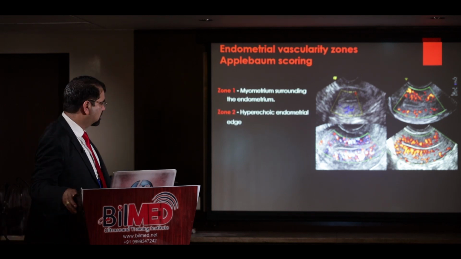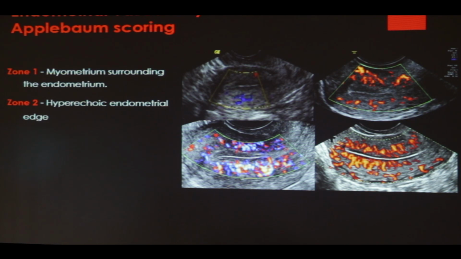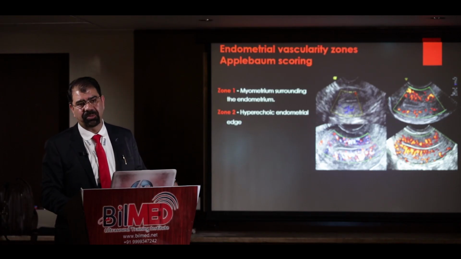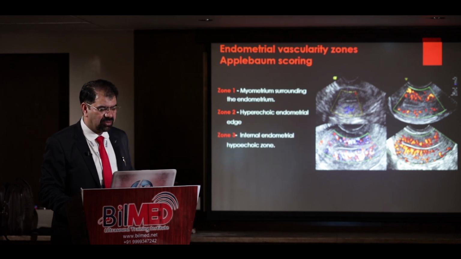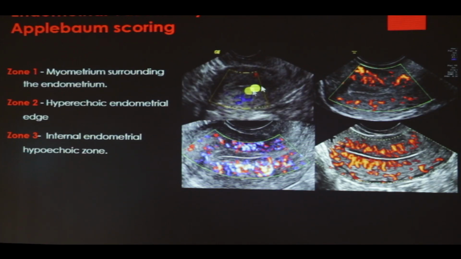And what is zone 2 now? Zone 2 is that it is going to the edges of the endometrium itself. It is touching or going into the edge, but not penetrating the endometrium. That is zone 2. And zone 3 is that it is not only touching, but it is penetrating this hypoechoic zone. What is this hypoechoic zone? Tunica functionalis. It is going into the tunica functionalis. That is zone 3, which I need.